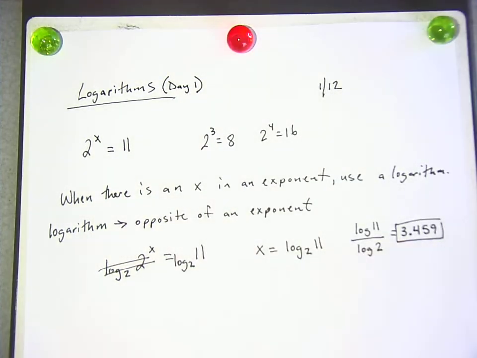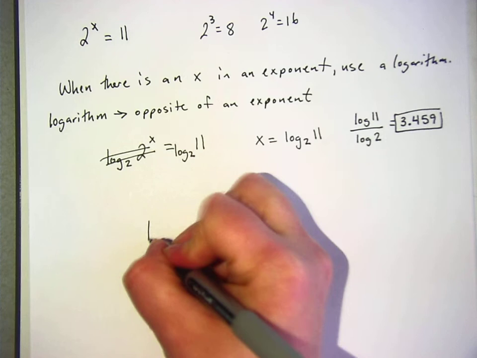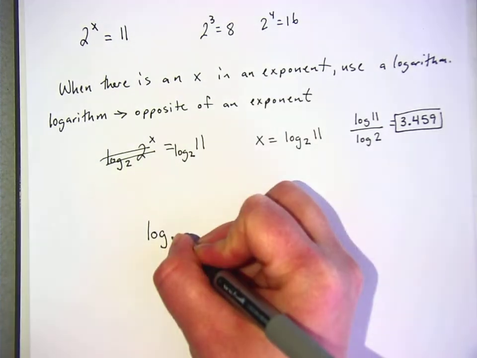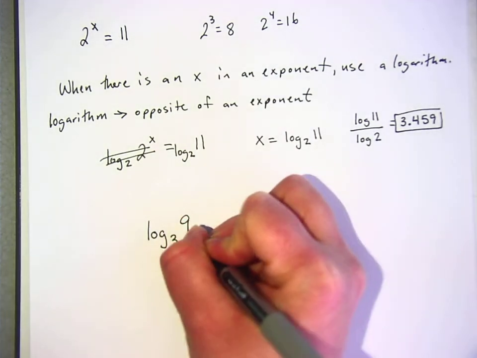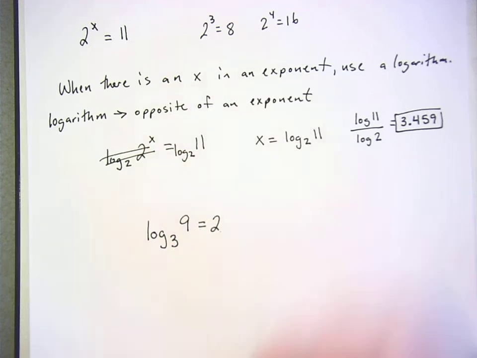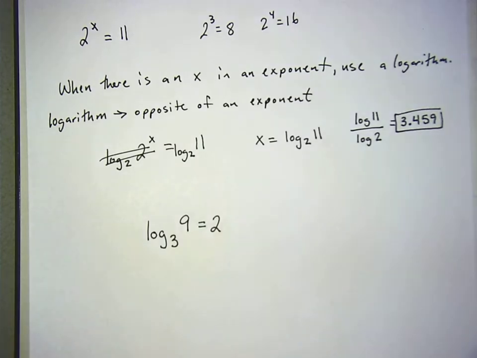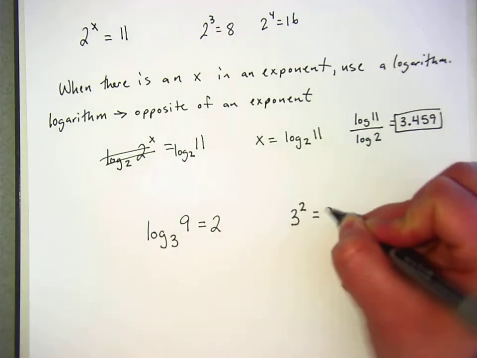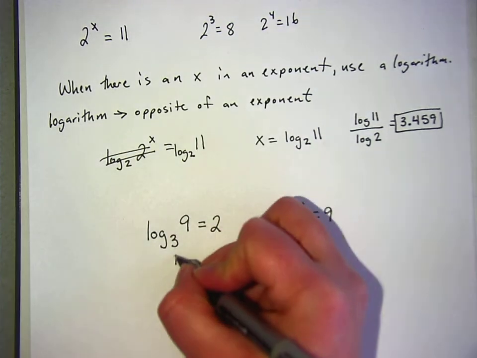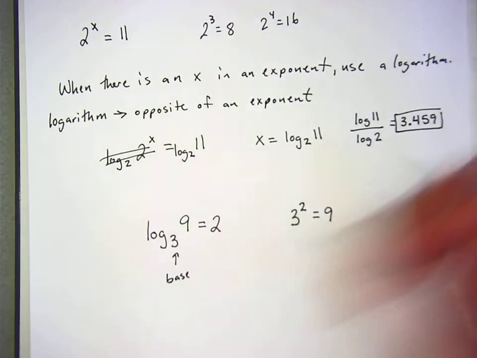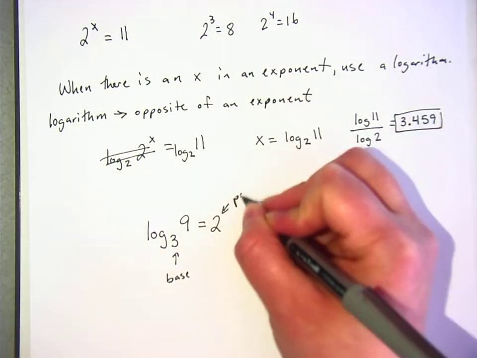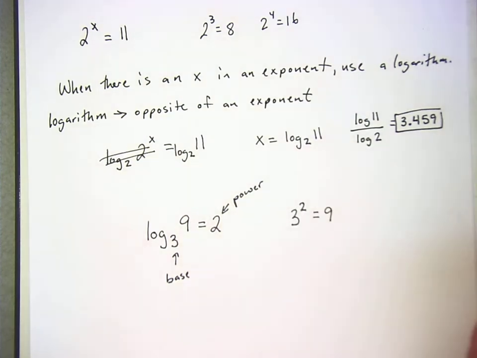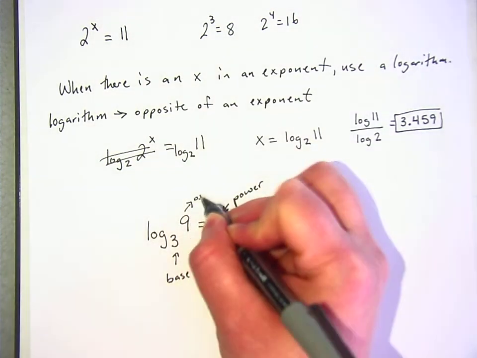Let me explain how you read a logarithm. Log base 3 of 9 is 2. So 3 to the second power is 9. So this is the base. This is the power. And this is the answer.